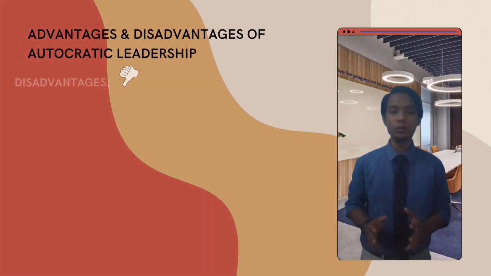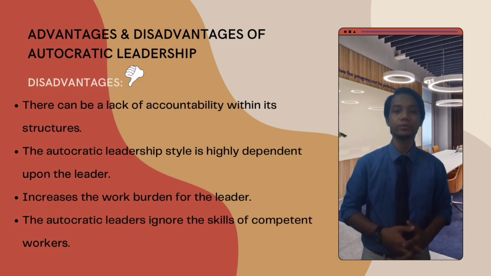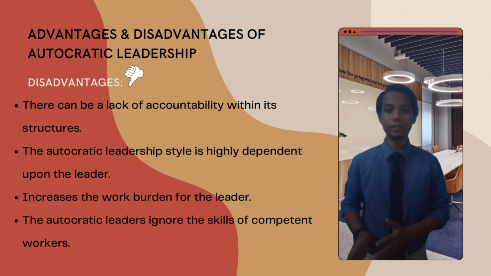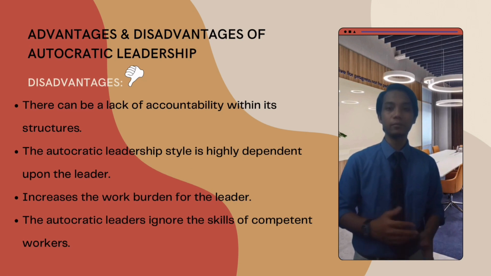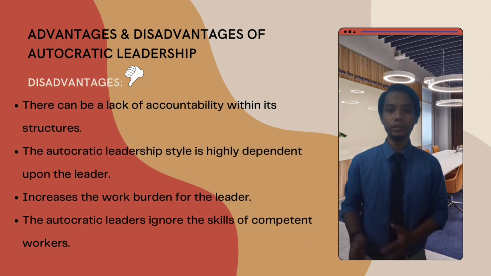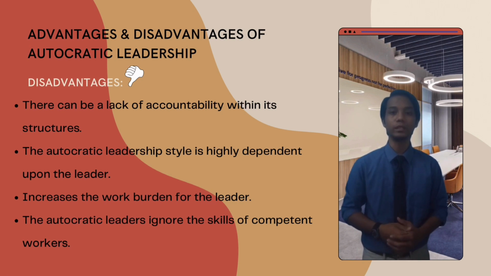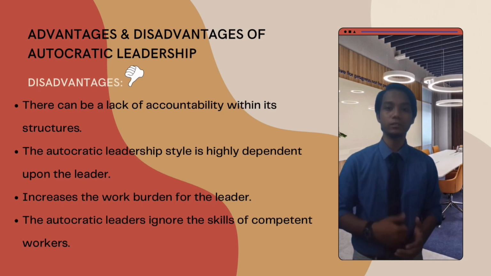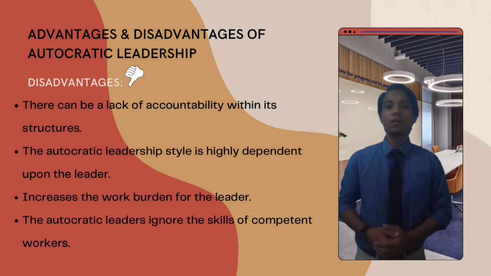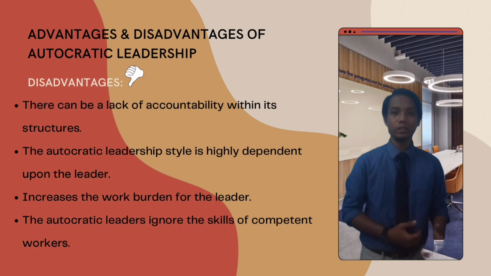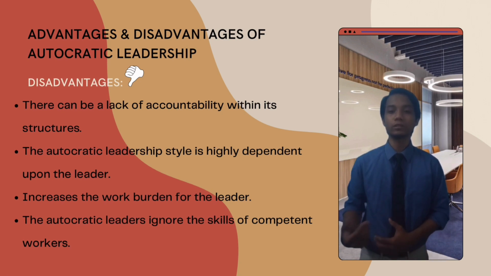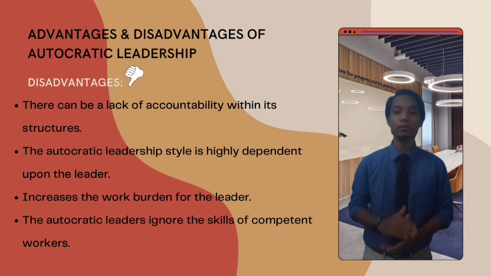We move to the disadvantages of the autocratic leadership style. The first disadvantage is that there can be a lack of accountability in the organization. This is because the leader refuses to take responsibility for work they personally instructed workers to complete. Both issues decrease workers' morale and put blame on someone, even though the issue may not be their fault.